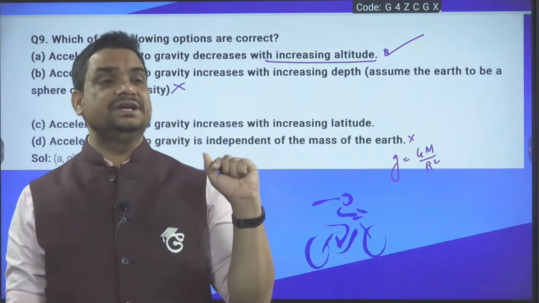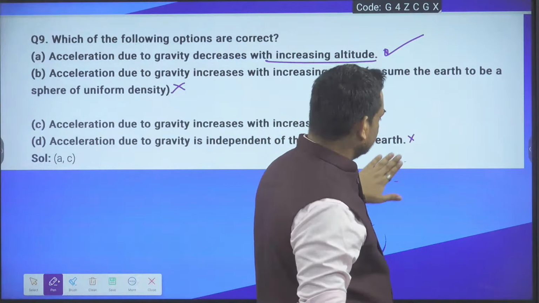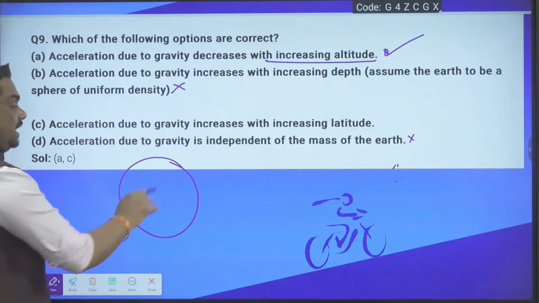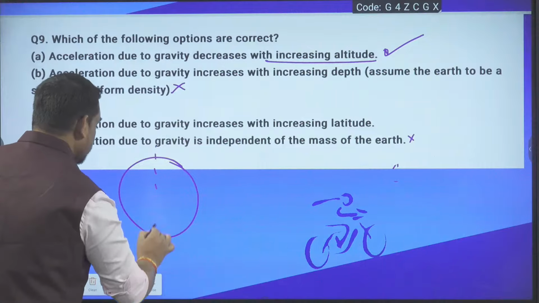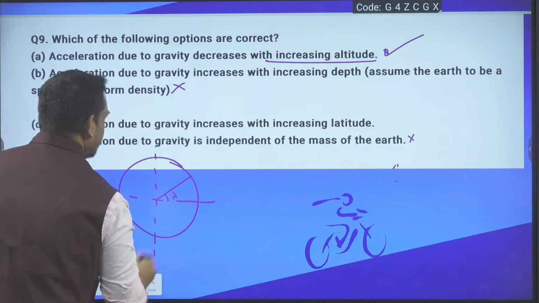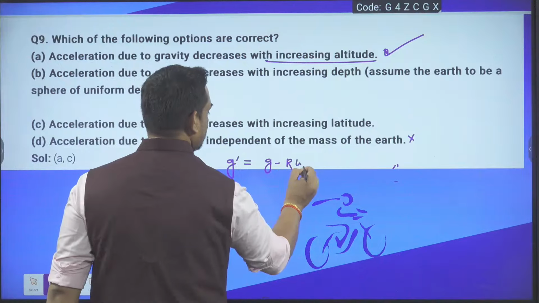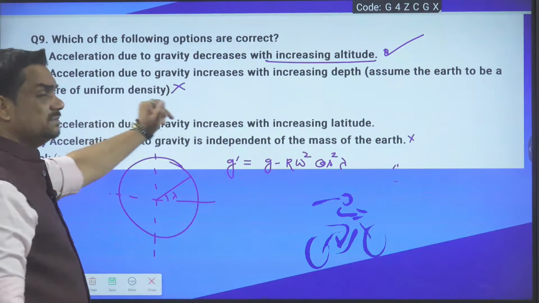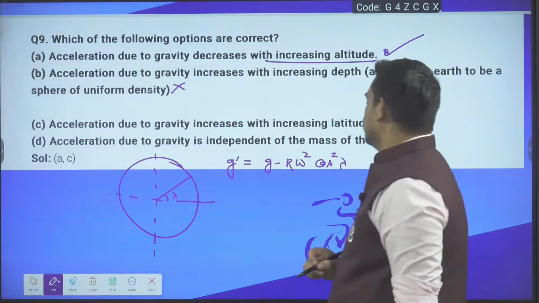What is the meaning of latitude? This is related to the rotation of Earth. In NCERT, rotation is not given, but in the question they have given it here. So due to the rotation of Earth, we can see this is known as the angle of latitude. Due to the rotation, g dash becomes g minus R omega square cos square lambda. Because in option C, people make the mistake. So g dash equals g minus R omega square cos square lambda.